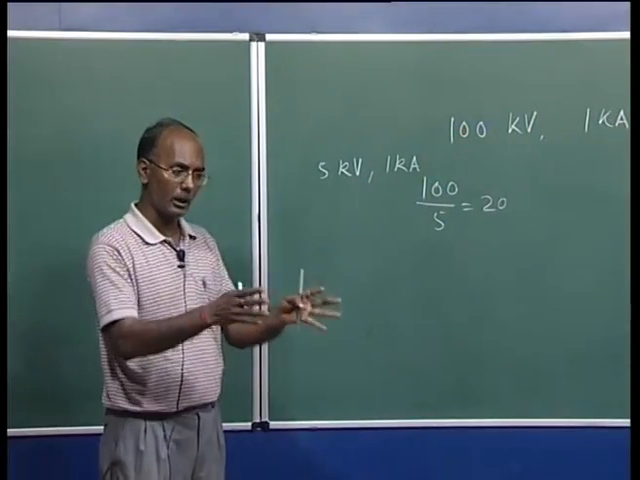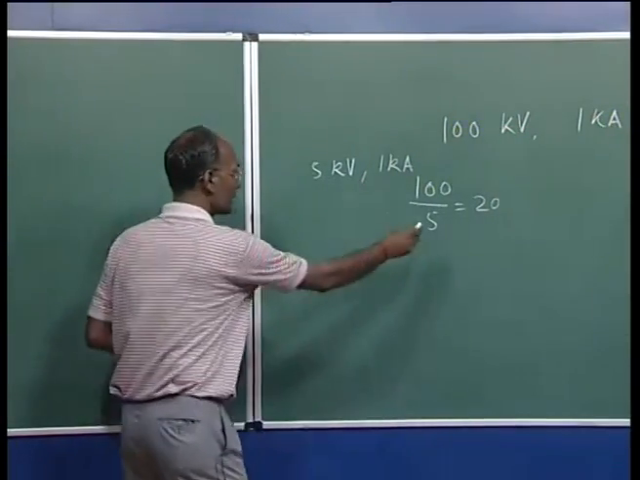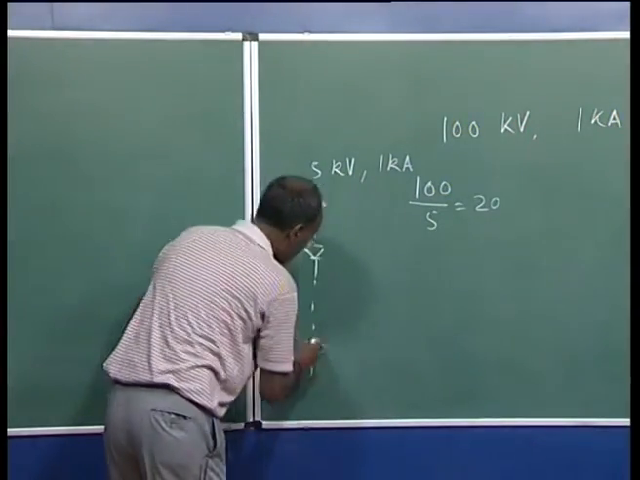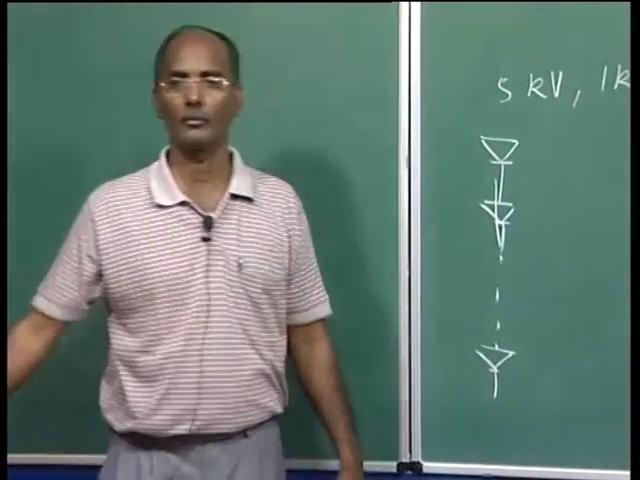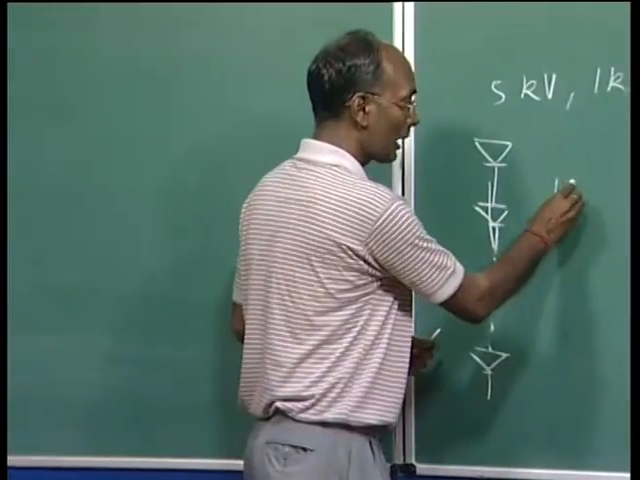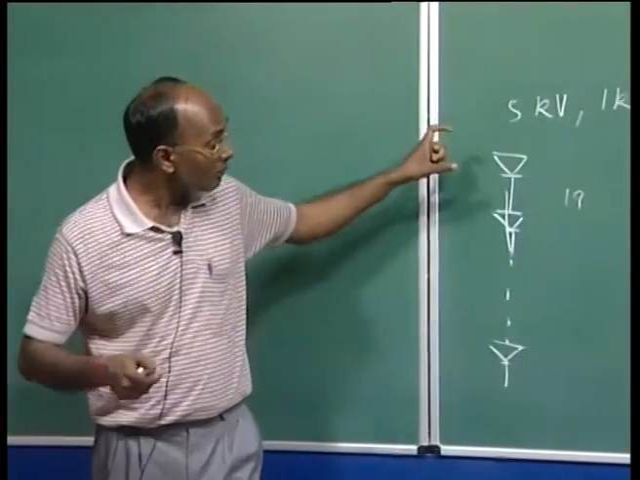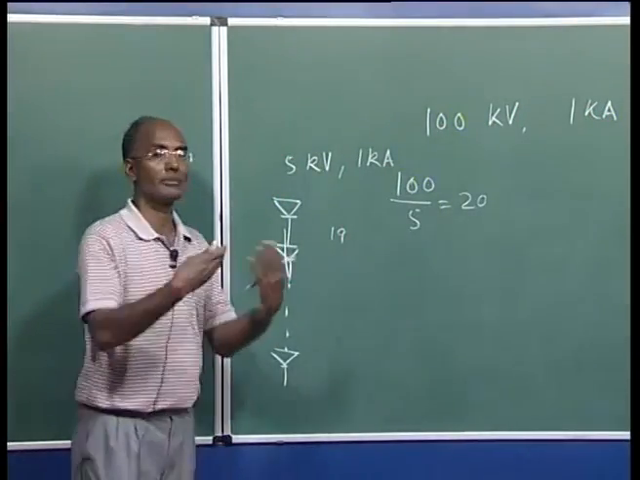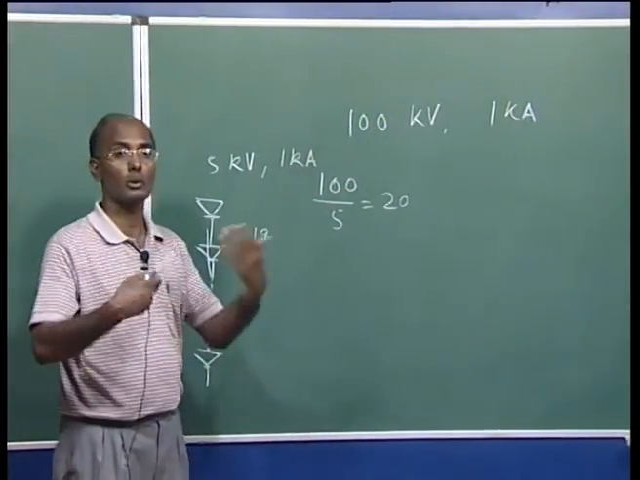Because it is not possible to take the converters out of service every time to maintain them. For example, we connect 20 in series, and if one thyristor fails, failing normally means it becomes punctured. Now you have only 19. What will happen? All will be punctured, because they cannot bear the voltage required for this 100 kilovolt. So we go for some safety margin, and use more than the 20 required. Also, since it is 1 kilo ampere, we have to go for parallel connection to give more capability.